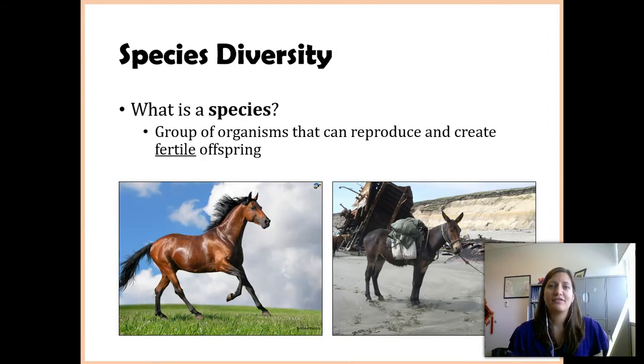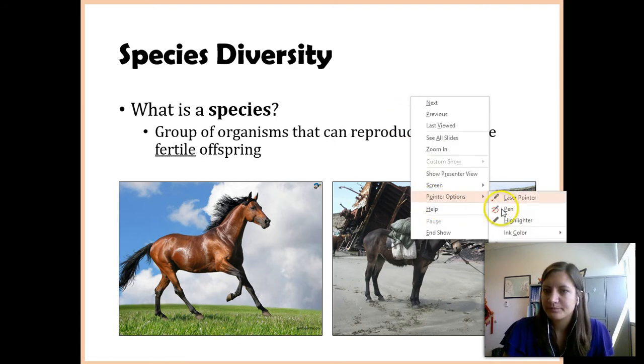The next level of diversity, going a step higher, is species diversity. This is usually what we think of when we think of biodiversity: how many different types of X, Y, and Z are there. Well, what's a species to begin with? It's a group of organisms that can reproduce with one another and make offspring, but those offspring have to be viable. They have to be fertile, meaning they have to be able to reproduce themselves.